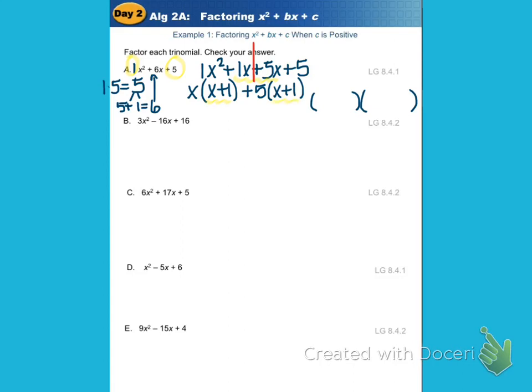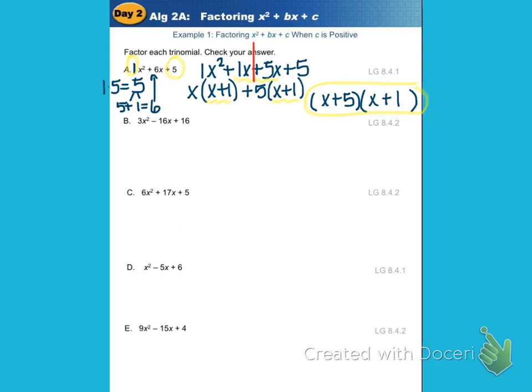And so what's left over after I factor out that x plus 1 are the two numbers left out in front, which are x plus 5. So that leaves me with two binomials that when I multiplied them back out with FOIL, I would get the original polynomial x squared plus 6x plus 5. So that is the AC method.